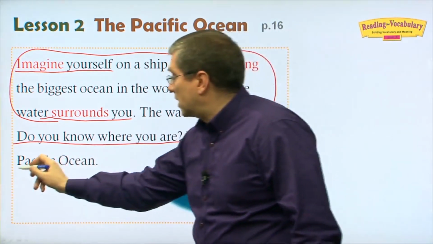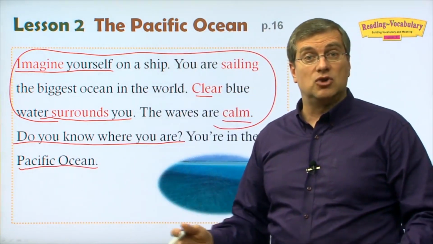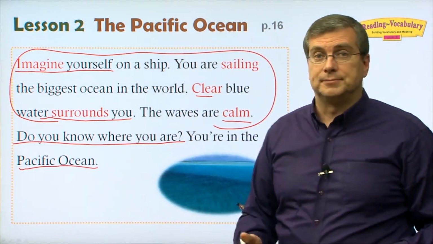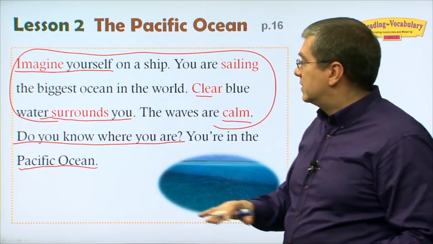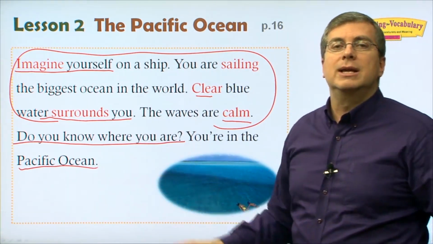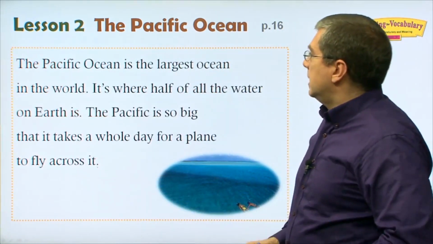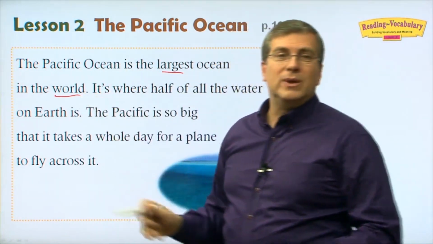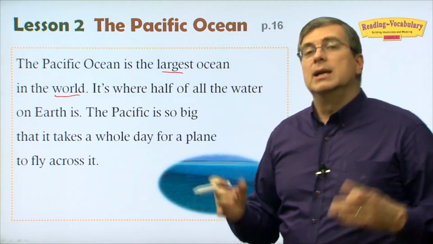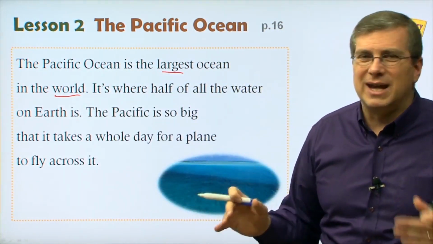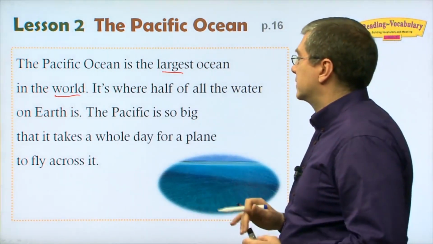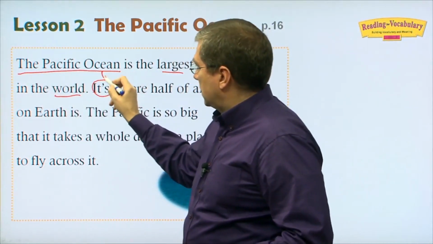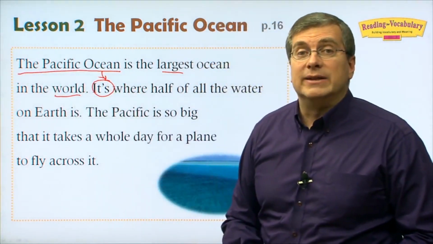You're in the Pacific Ocean. You're in the Pacific Ocean because these things describe the Pacific Ocean. It's the biggest ocean in the world. It's usually calm and it's very clear blue water. So, the Pacific Ocean is the largest ocean in the world. Before we said it was the biggest ocean, you can also say it's the largest. Same thing, right? Largest, biggest. It's the Pacific Ocean. The Pacific Ocean is a place.